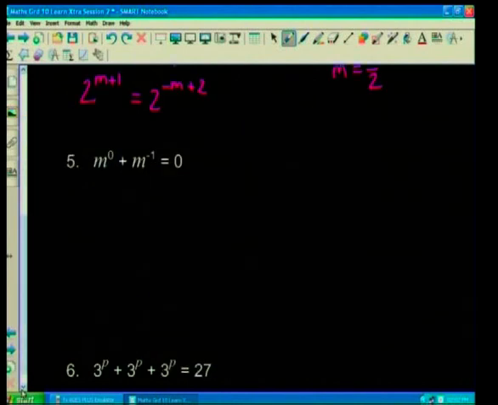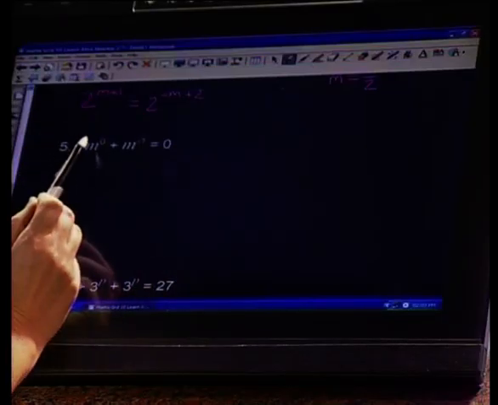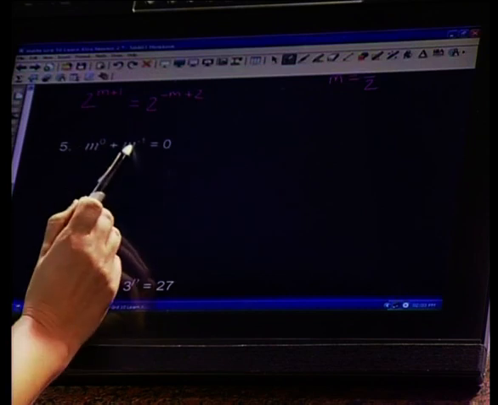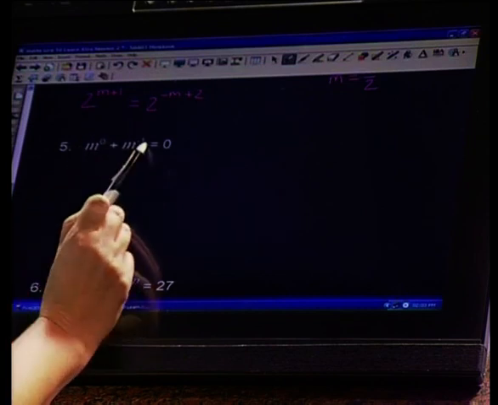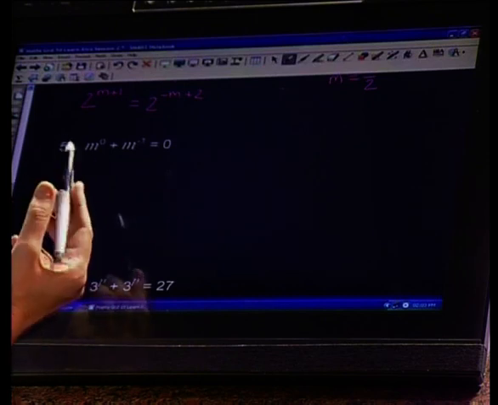Question 5 is different. What makes question 5 different is once again the plus in the middle. This implies that we're going to have to do some factorizing. So let's go through the list. Is there a common factor? Well, there may be an m in both terms, but they have different exponents, and it's not going to work to take it out. So no, we can't do a common factor.